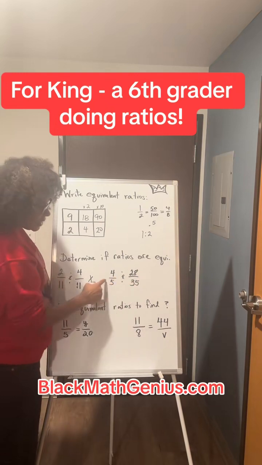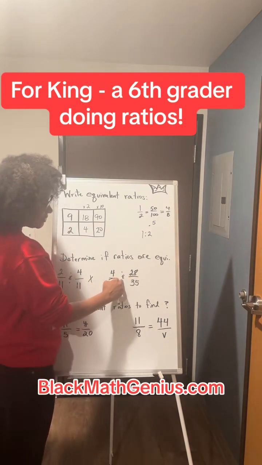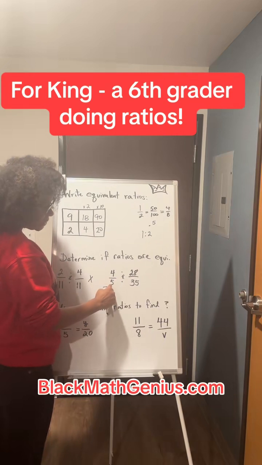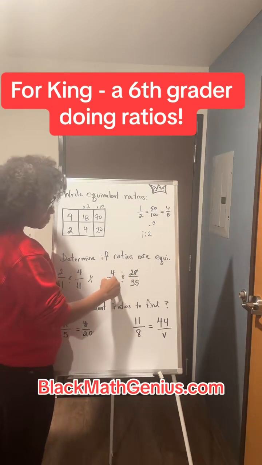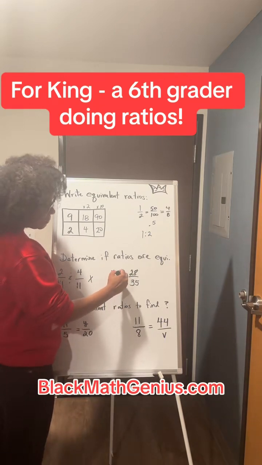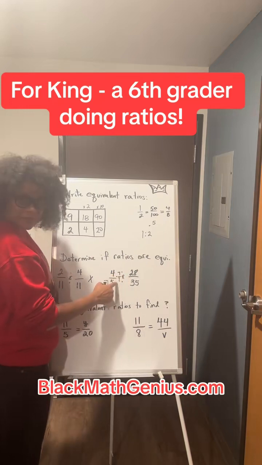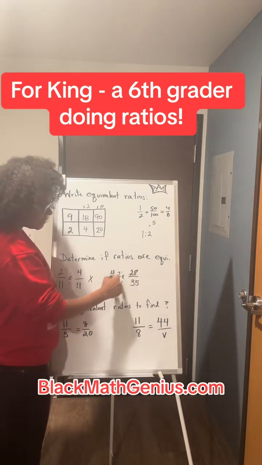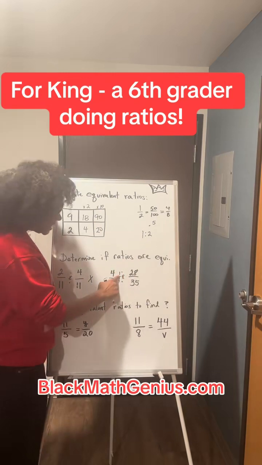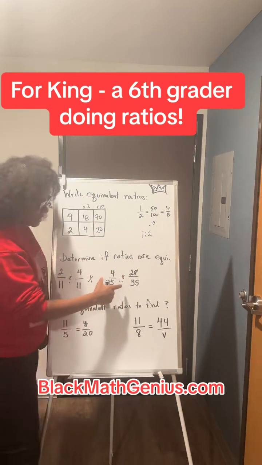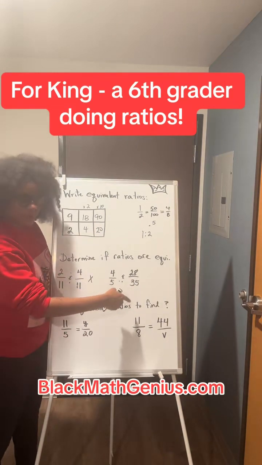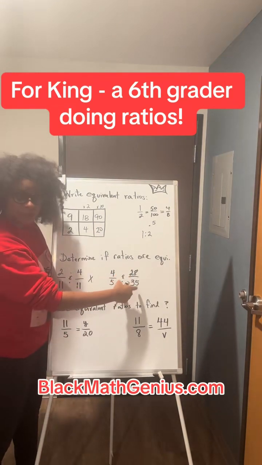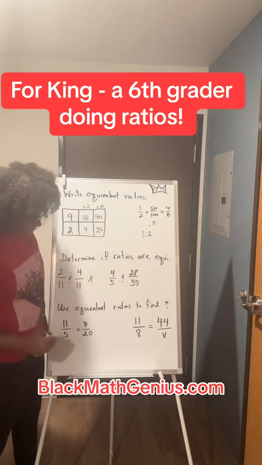Another way is, if I'm looking at this, I can simplify this. I know that if I multiply 5 by 7, I get 35. And if I multiply 4 by 7, I get 28. So basically, we simply multiply by 7 over 7. 4 times 7, 28. 5 times 7, 35. But the easiest way to determine if the ratios are equivalent, pick up your calculator. 4 divided by 5, what do you get? 28 divided by 35, what do you get? If they're equal, they're equivalent.